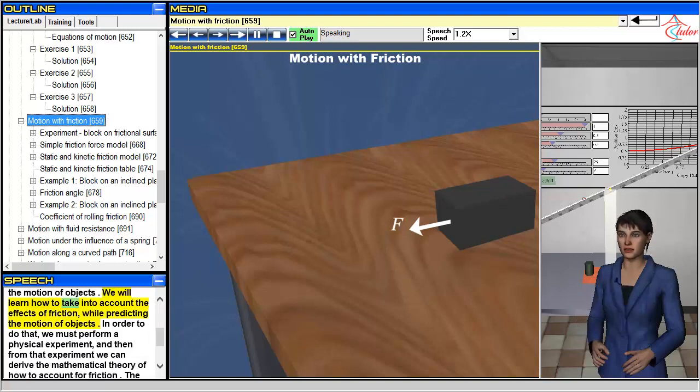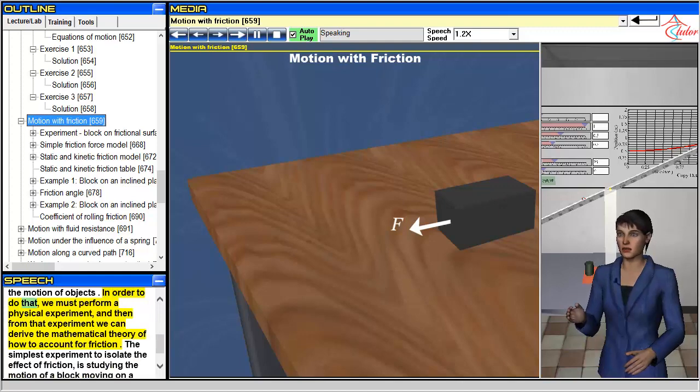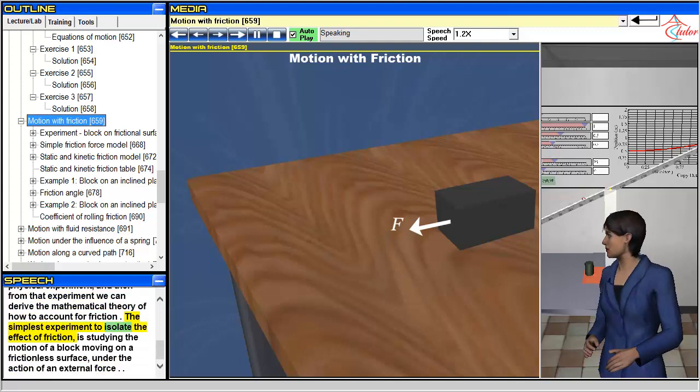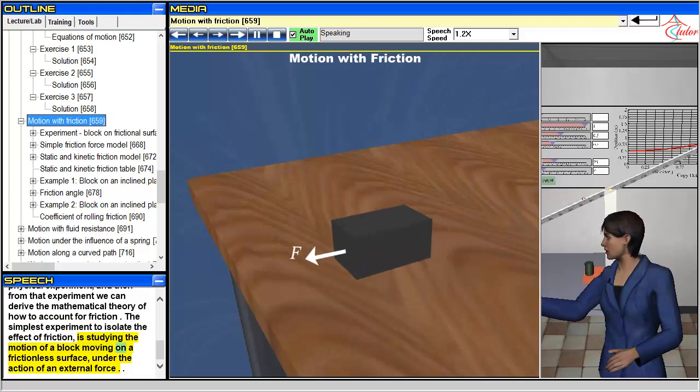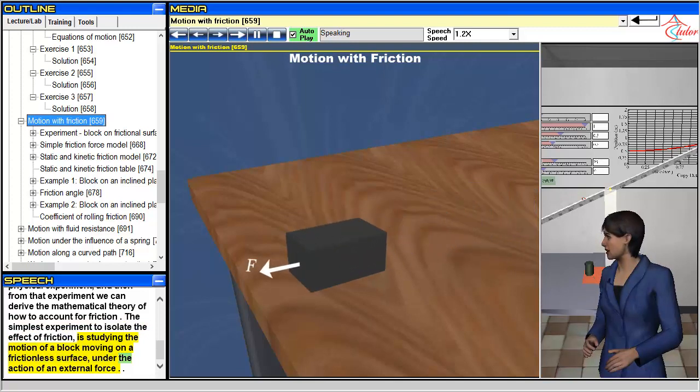We will learn how to take into account the effects of friction, while predicting the motion of objects. In order to do that, we must perform a physical experiment, and then from that experiment we can derive the mathematical theory of how to account for friction. The simplest experiment to isolate the effect of friction is studying the motion of a block moving on a frictional surface, under the action of an external force.